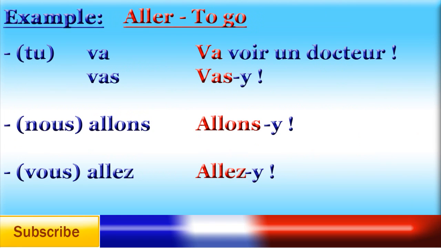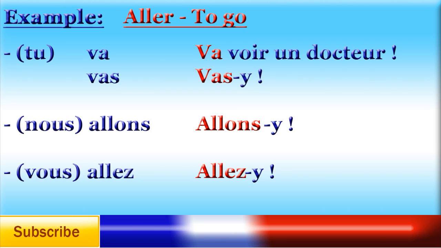For example, here's the verb aller, to go, in the imperative. Va, as in va voir un docteur, go see a doctor. Or vas-y, go or come on. Allons, as in allons-y, let's go. Allez, as in allez-y, go or come on.